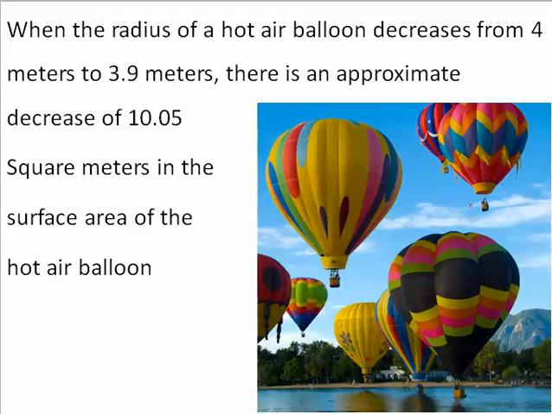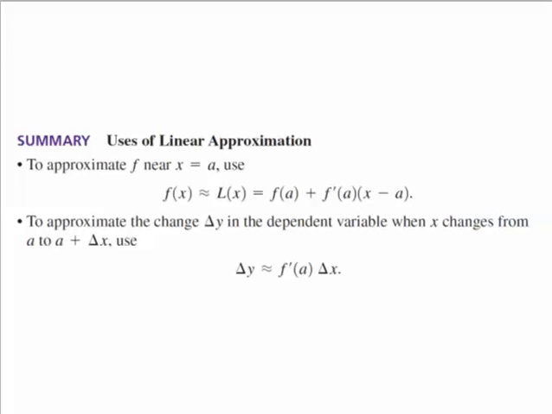All right, here's a little summary for you. To approximate the function near a given point A, use the linear approximation. To approximate the change in the vertical direction in the dependent variable when x changes from a to a plus delta x, use the formula f prime of a delta x.